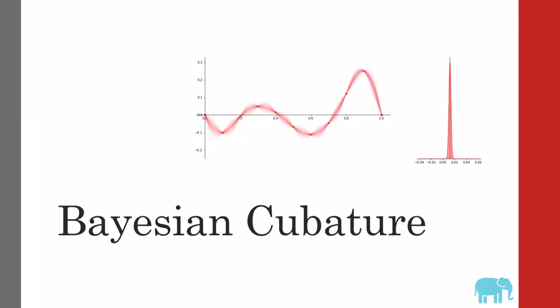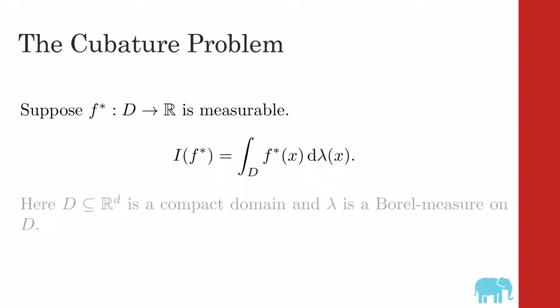Okay, so first of all, what's Bayesian cubature? In order to discuss what Bayesian cubature is, we need to discuss what cubature is. All cubature is the numerical approximation of an integral, I of f star, where f star is our integrand over a domain D that we assume to have no closed form integral, and therefore we have to numerically estimate it using what's called a cubature rule.